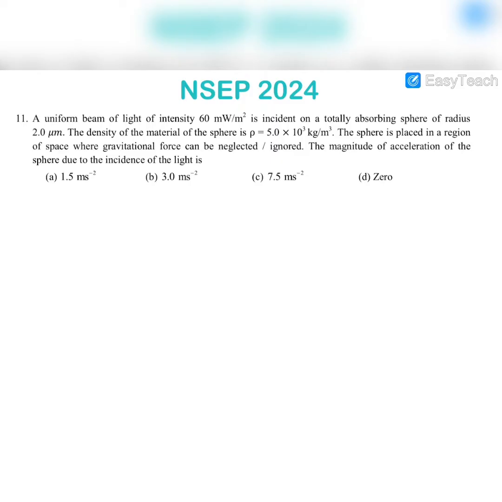In this question, you can see that there is a uniform beam of intensity I, which is 60 milliwatt, which is 10 raised to power minus 3 watt per meter square. And it is incident on a sphere which is perfectly absorbing, and the radius of the sphere is 2 micrometer, which is 2 into 10 raised to power minus 6 meters. The density of the sphere is 5 into 10 raised to power 3, and this sphere is placed in a room where no gravitational force is acting on it, and we have to find out the magnitude of acceleration of the sphere due to this radiation force.